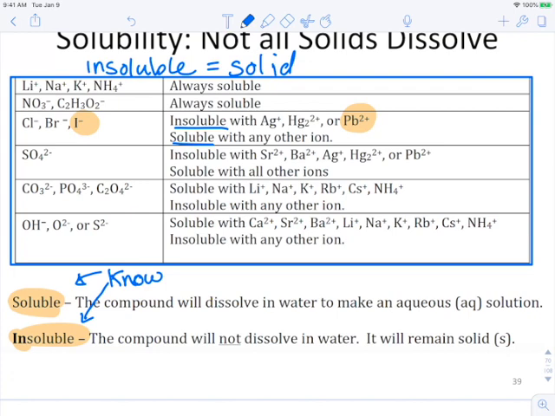If it was Pb3+, would that change? You're right, it actually would change. We don't really have a lead 3+, but we do have a lead 4+. So if we had PbI4, you're correct. That one would then be soluble. Good call, Juan. I don't plan to trick you guys like that on a test or quiz, but in general, Juan is correct. If you had lead 4, which would be PbI4, it would not fall in the exception category. It would be soluble.